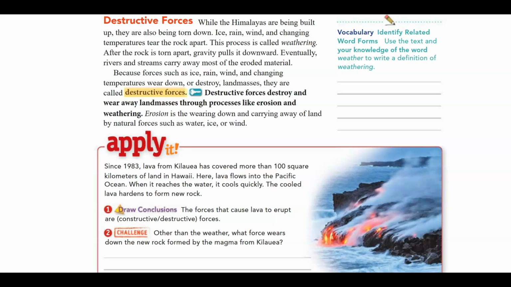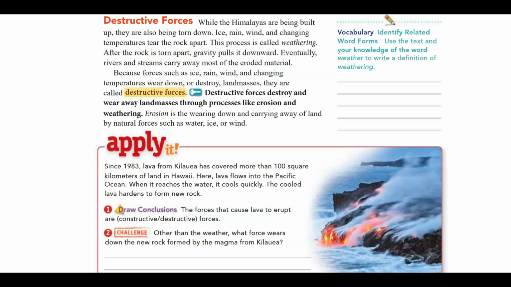Apply it! Since 1983, lava from Kilauea has covered more than 100 square kilometers of land in Hawaii. Here, lava flows into the Pacific Ocean. When it reaches the water, it cools quickly. The cooled lava hardens to form new rock. So the forces that cause lava to erupt, would they be constructive or destructive forces? They would be constructive forces.